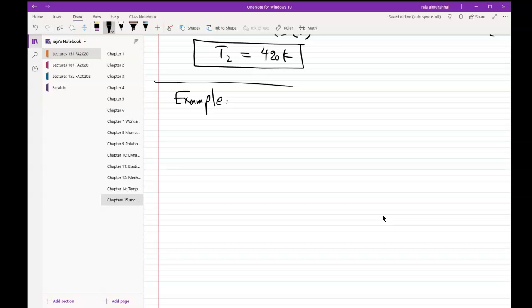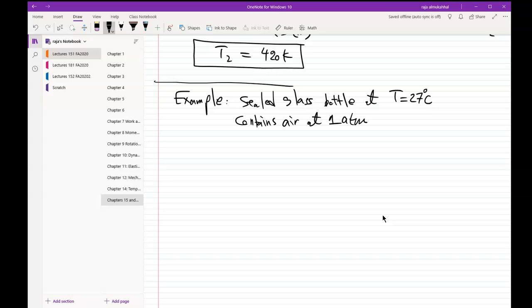It says, I have a sealed glass bottle at temperature 27 degrees Celsius, okay, contains air at 1 atm. Okay, basically the regular pressure that we live under right now, and has a volume of 30 centimeter cubed, okay? 30 centimeter cubed.